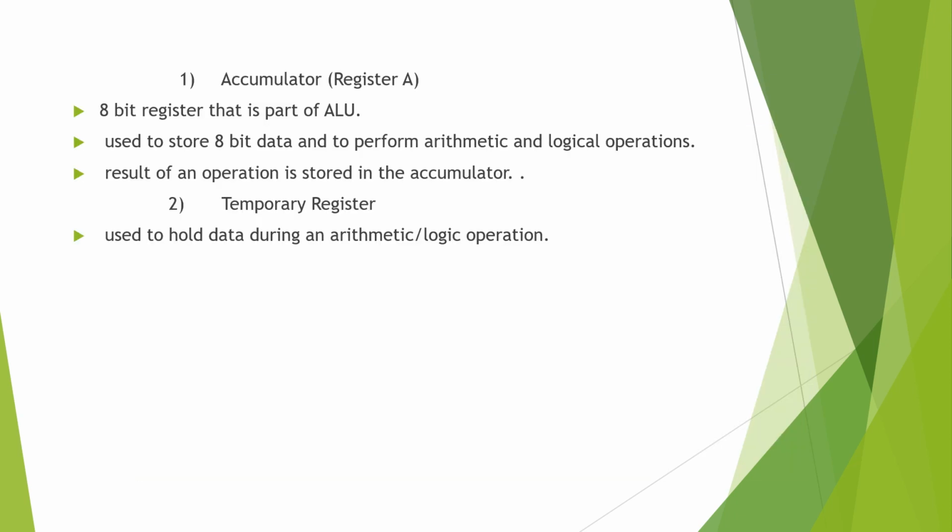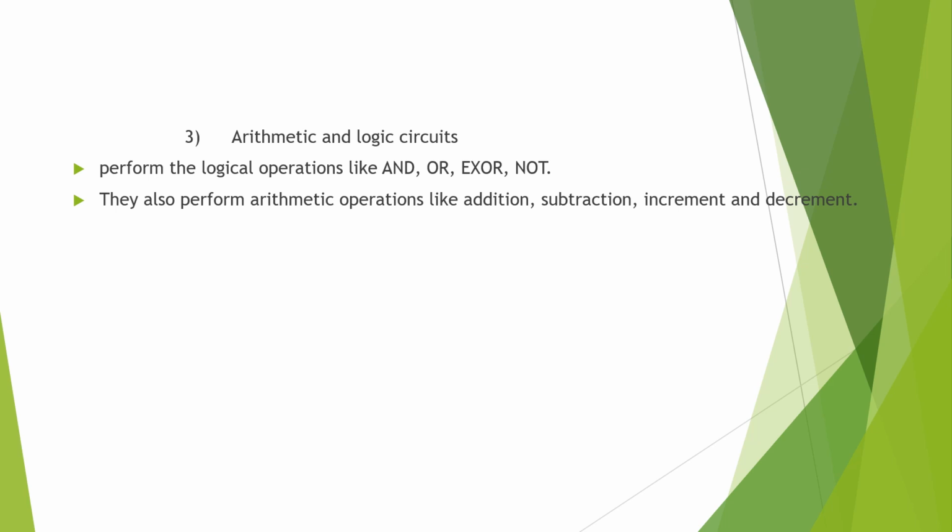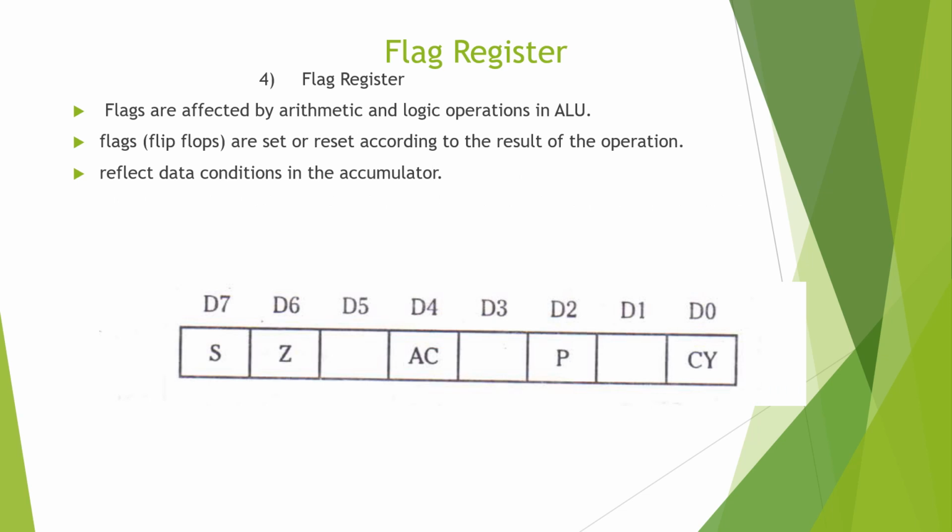The accumulator is an 8-bit register which is part of the ALU. It's used to store 8-bit data and to perform arithmetic and logic operations, and the result of the operation is stored in the accumulator. The temporary register is used to hold the data during an arithmetic or logic operation. Arithmetic and logic circuits perform logical operations like AND, OR, XOR, NOT, and it also performs arithmetic operations like addition, subtraction, increment and decrement.